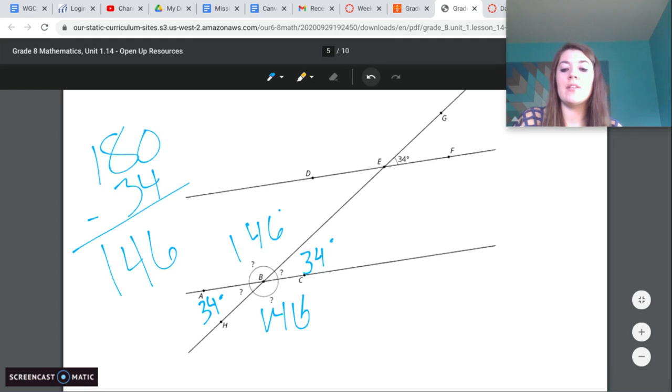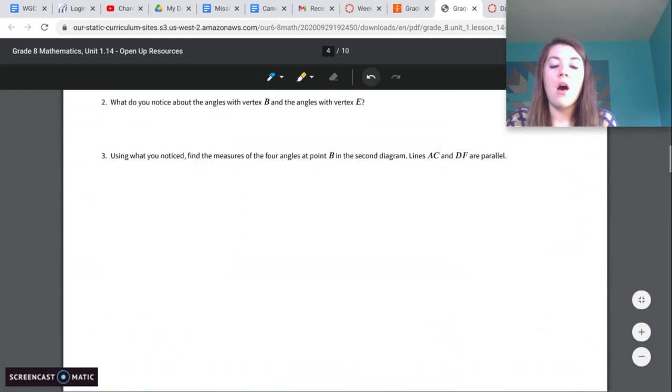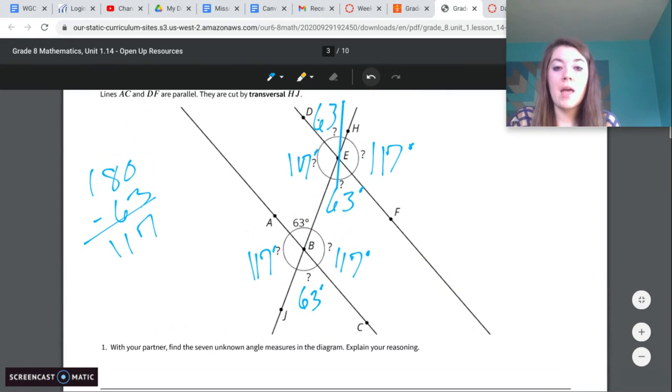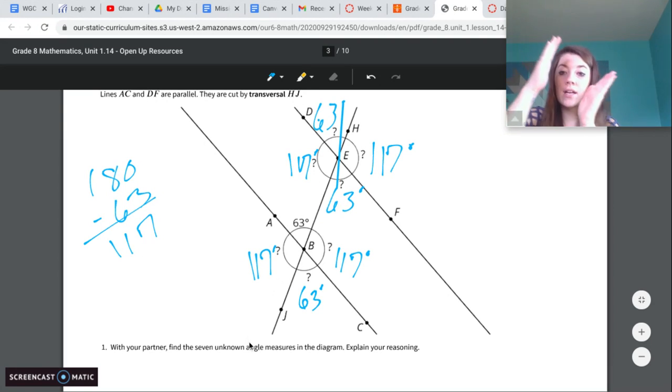alternate interior angles. Now this was a little more noticeable on the previous. So if we look back up at this angle here, it is 63 degrees. This angle here is also 63 degrees. They're on alternate sides of the transversal, and they're in the interior because they're between the two parallel lines. Same is true with these. They're on opposite sides of the transversal, and they're inside, so they're between the two parallel lines.